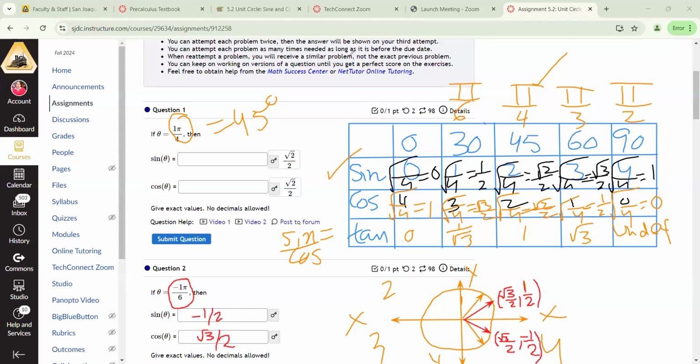That would be the answer to this problem, number 2: negative 1/2 and square root 3 over 2. Let me know if a question, thought, or wonder came to your mind.